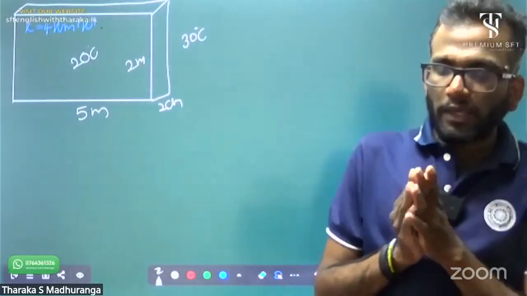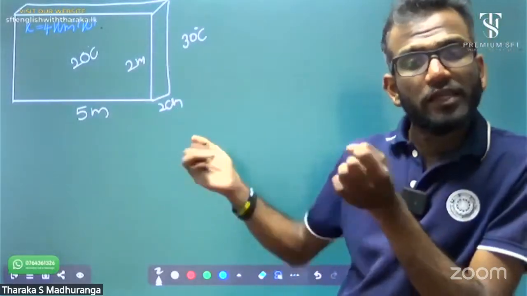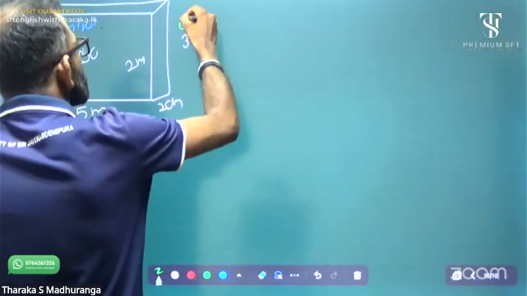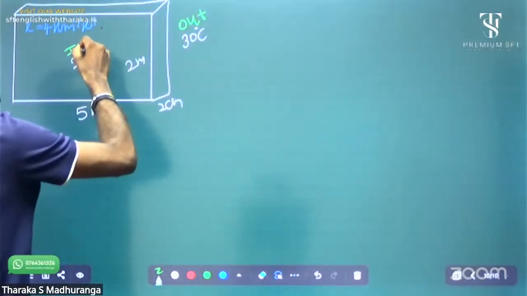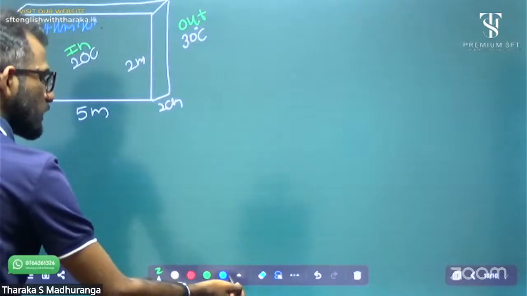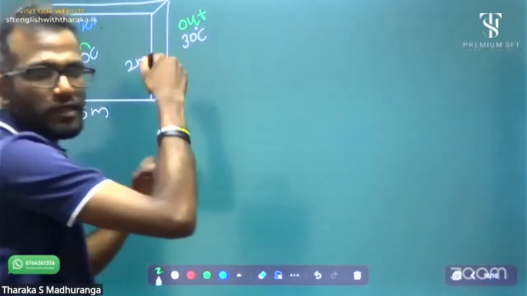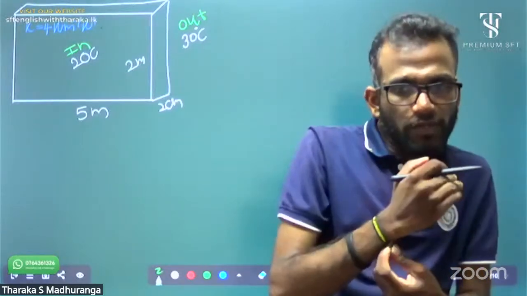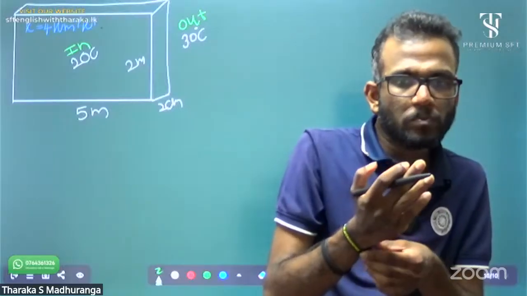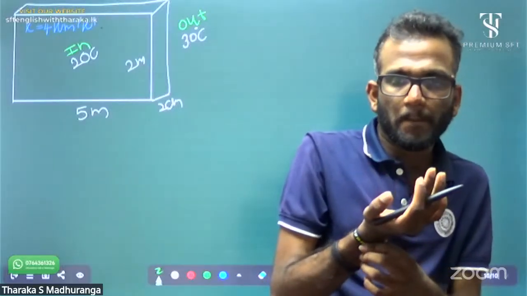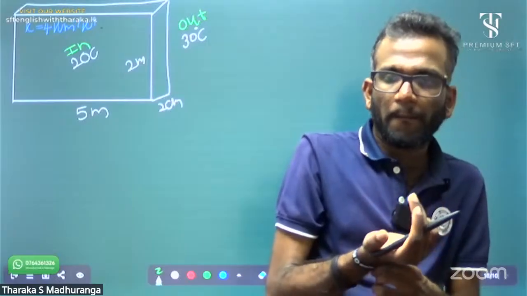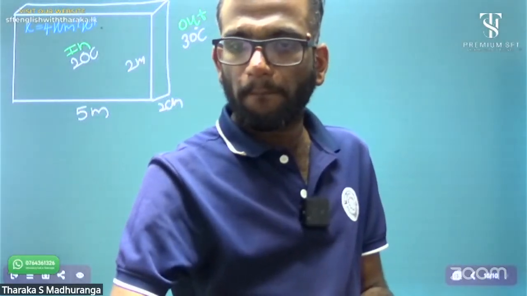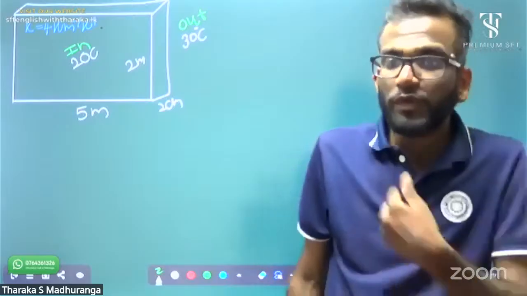Now, what's your method? Tell me the direction of heat conduction: outside to inside, or inside to outside. This is the outside, this is the inside. Tanya? Outside to inside. Yeah, out to in. Very good.